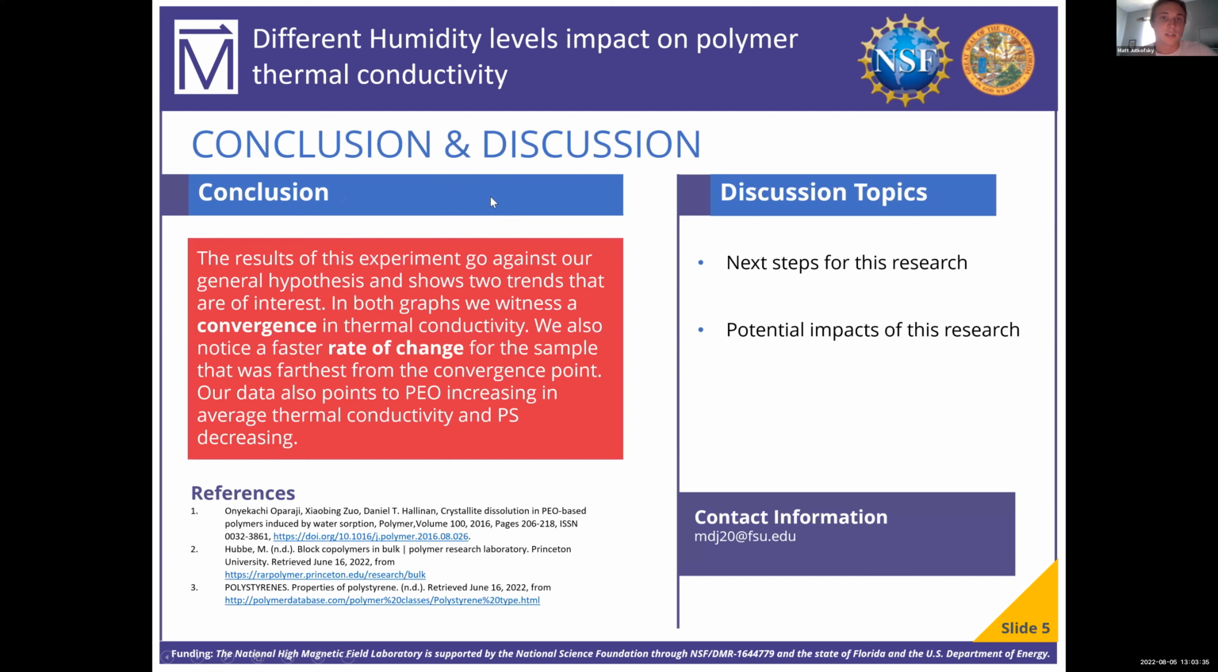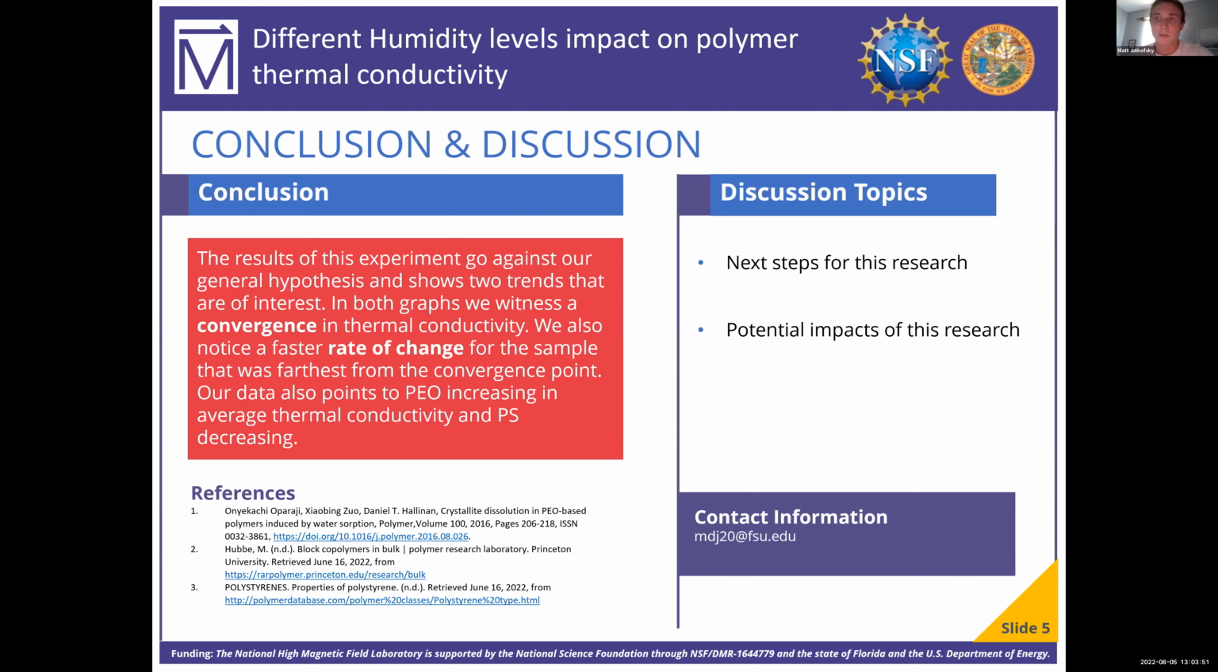My conclusion and discussion is, from looking at our results, we see that our hypothesis for this was not correct. PEO, or polyethylene oxide, increased and polystyrene decreased, whereas we thought the opposite would happen.